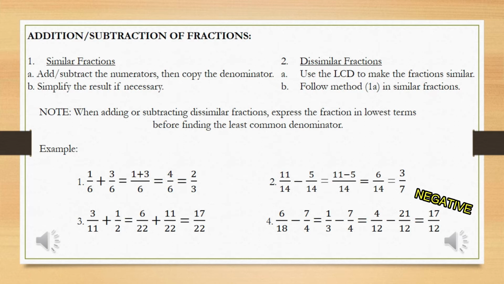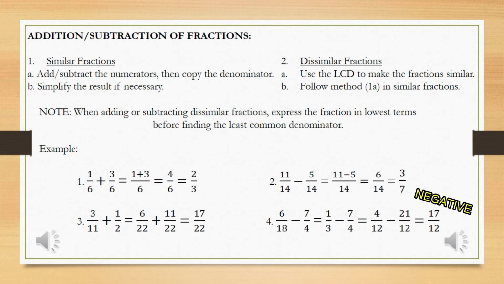If you will ask, Ma'am, how are we going to convert dissimilar fractions into similar fractions, how are we going to write the new fraction of those similar fractions? Okay, so let's proceed with number 3 as an example. 3/11 plus 1/2. So first, we will find their least common denominator. In this case, we have 22.